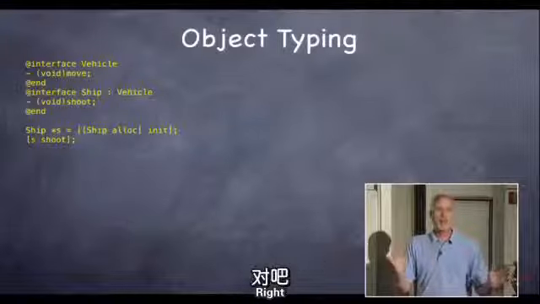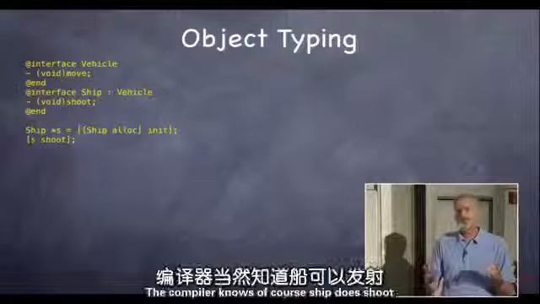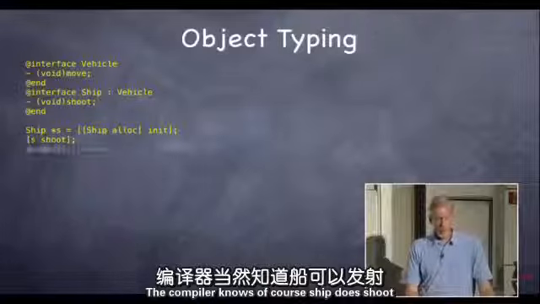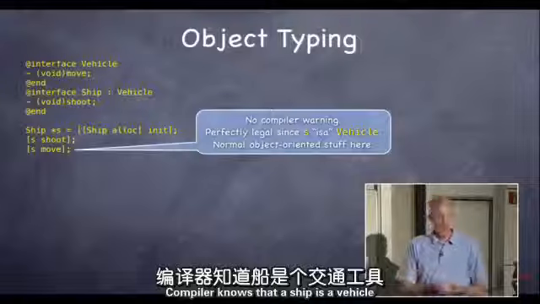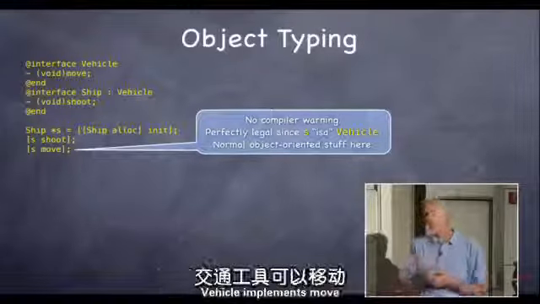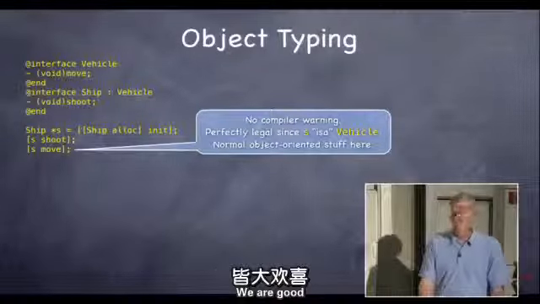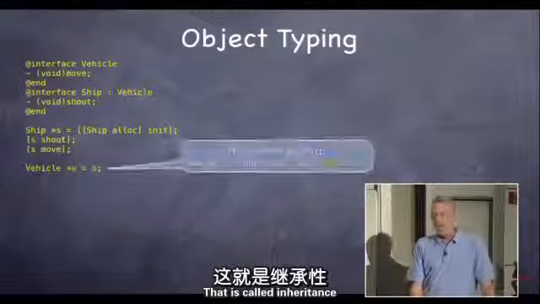Everything's good, right? Got a ship, statically typed. The compiler knows, of course, ship does shoot. And now I'm sending it move. And that's perfectly fine, too. Compiler knows that a ship is a vehicle. Vehicle implements move. Woo, we're good. That's called inheritance.